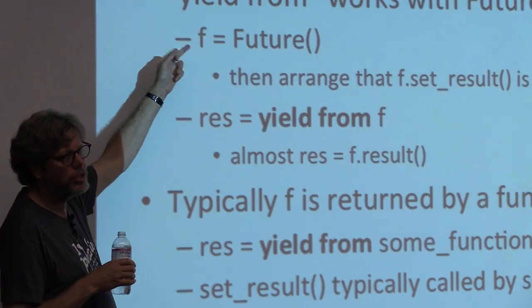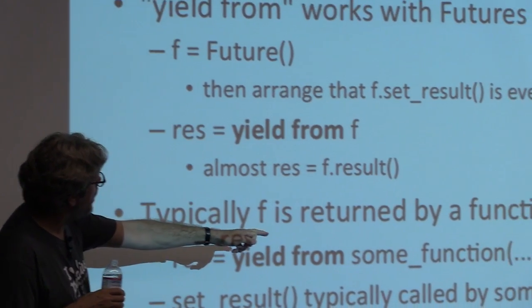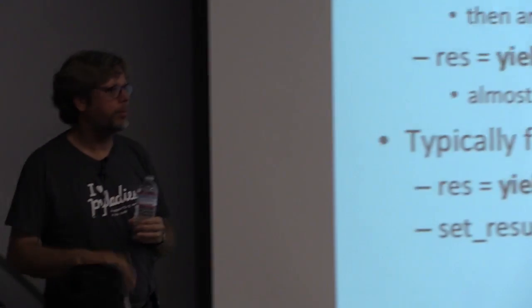So first, this is not how you normally write your code. You never instantiate a future. You just call a function, and by prior arrangement, that function will return a future, and that future will eventually become done, and then your yield from will continue. Or if the thing that was computing the result encountered an error, it can call set_exception, and then your yield from will raise.